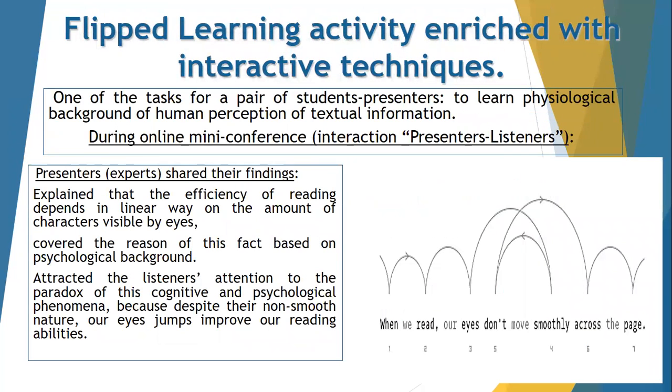One of the tasks for a pair of student presenters was to learn the psychological background of human perception of exactly textual information on the screen and how it is connected with UI design. During the online mini conference, where there was interaction between presenters and listeners, the students who were presenters shared their findings in their presentation. They explained that the efficiency of reading depends in a linear way on the amount of characters visible by eyes. They covered the reasons of this fact and attracted listeners' attention to the paradox of this cognitive and psychological phenomenon.